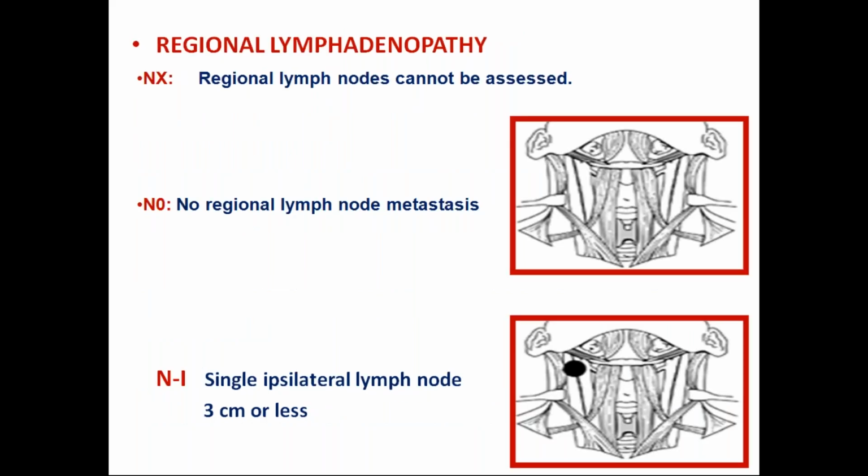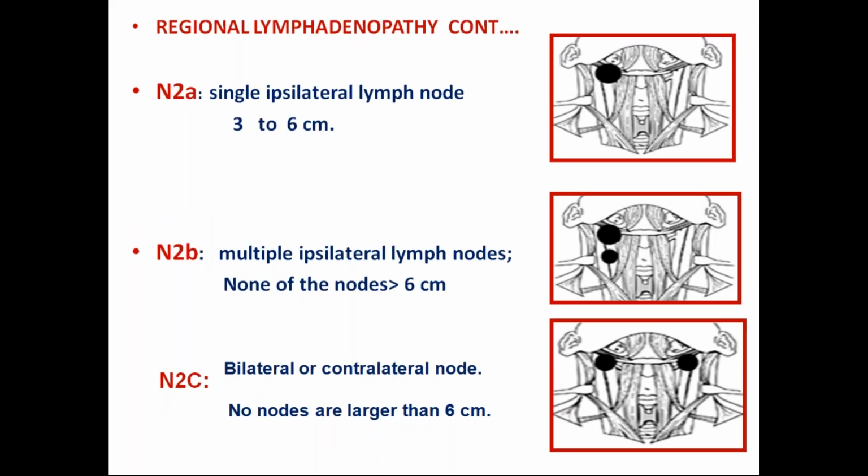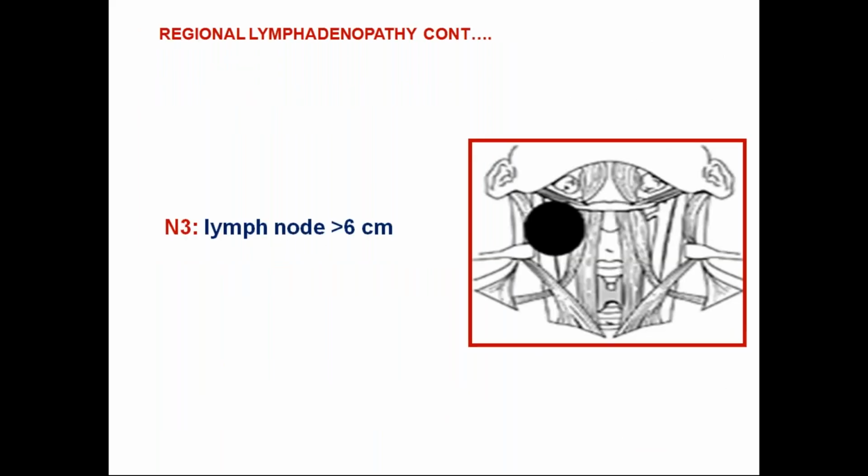Regional lymphadenopathy. NX means regional lymph nodes cannot be assessed. N0, no regional lymph node metastasis is seen, and a single ipsilateral lymph node that is 3 centimeters or less is present in N1. N2a is a single ipsilateral lymph node that is 3 to 6 centimeters in size. N2b is multiple ipsilateral lymph nodes, none greater than 6 centimeters in size. And N2c is bilateral or contralateral lymph nodes, none larger than 6 centimeters. N3 consists of lymph nodes greater than 6 centimeters in size.